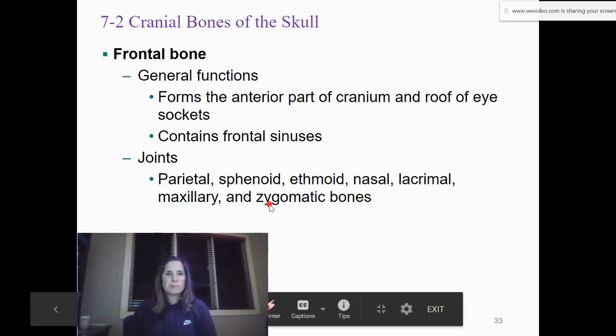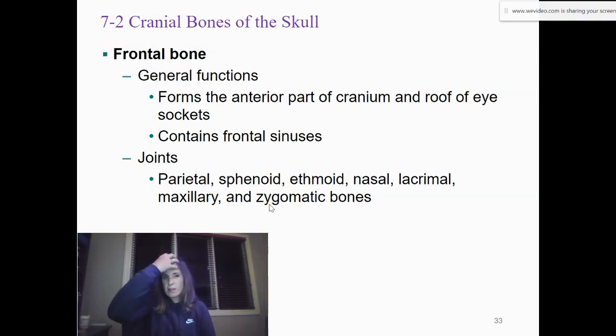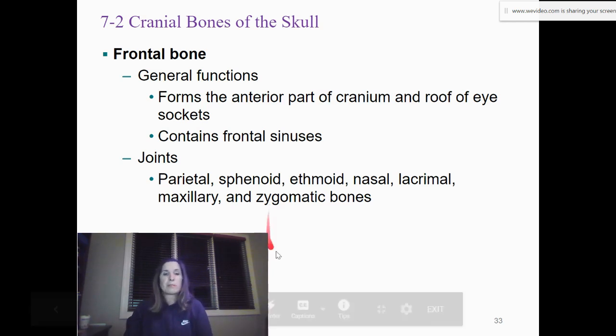The frontal bone, that's the anterior part of your cranium, and it makes up the roof of your eye socket, and there's also frontal sinuses there. You might put pressure on that frontal bone sometimes if you have a headache. It joins with the parietal, the sphenoid, the ethmoid, the nasal, the lacrimal, the maxillary, and the zygomatic bones.